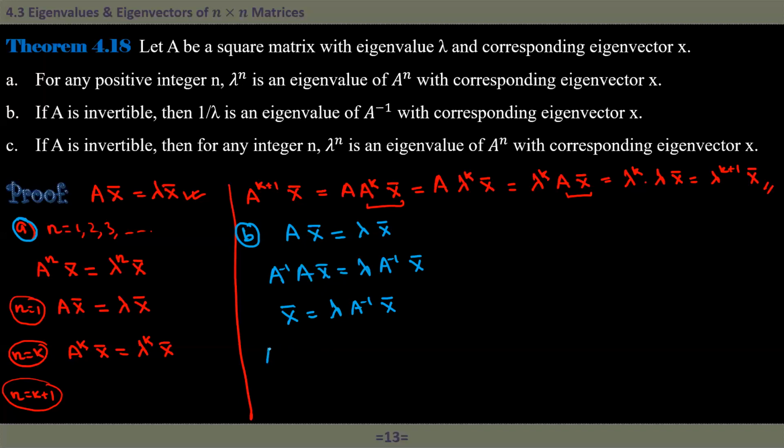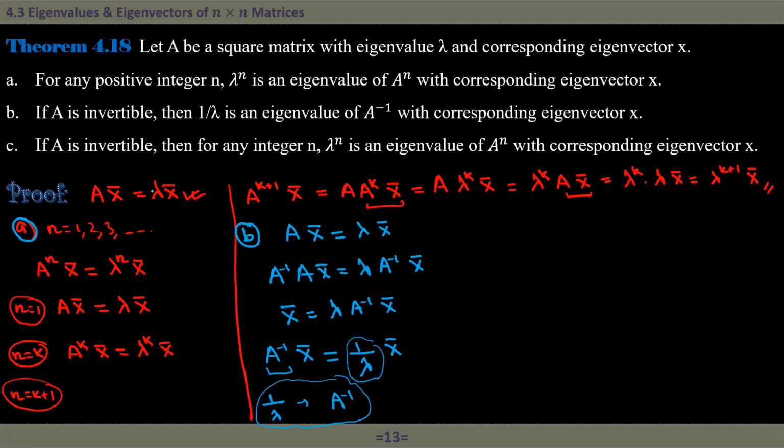And what did we get here? Here we have A inverse times vector X equals 1 over lambda times vector X. So here we have some n by n matrix, and here we have a scalar, right? And it satisfies all the conditions given in the definition of the eigenvector and eigenvalue. That means that 1 over lambda is an eigenvalue of this matrix. What is it? It is A inverse. That is the proof of the second part of the theorem.